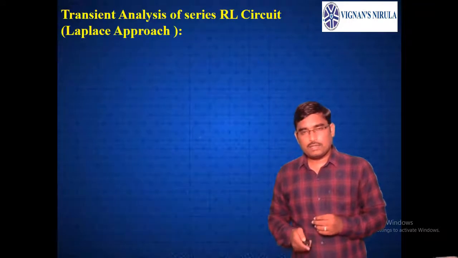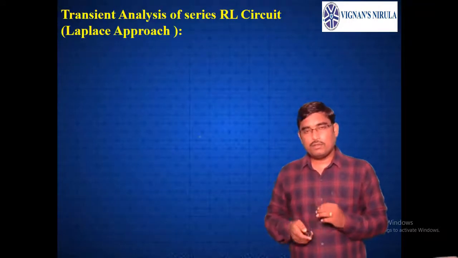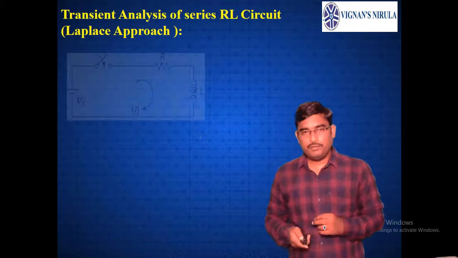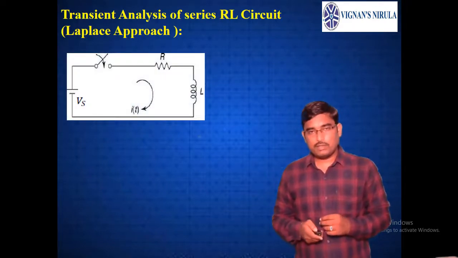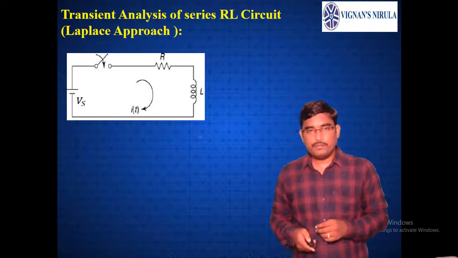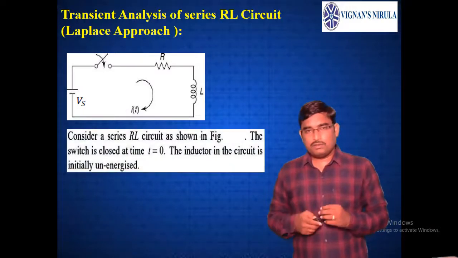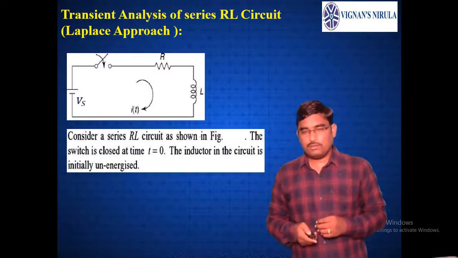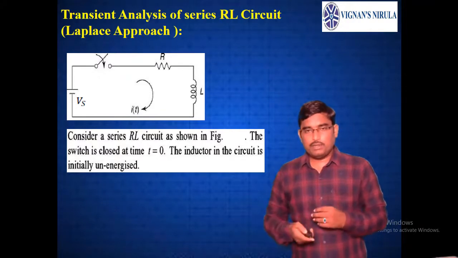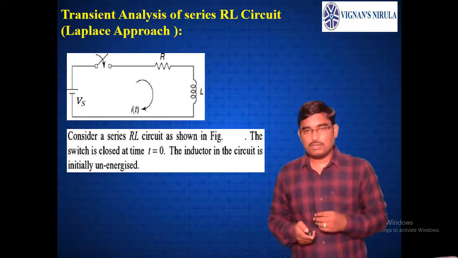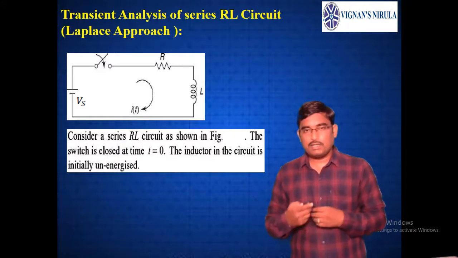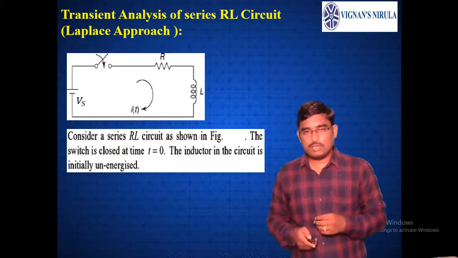Now let us see the transient analysis of the RL circuit using the Laplace transform approach. Let us take the RL circuit connected to a DC supply through switch S. Current in the circuit is I. Now first, switch S is closed at t = 0. Of course, the assumption is that the inductor initially is not having any charge; it is unenergized. Charge means energy here. There is no energy stored in the inductor initially. This is the assumption taken.